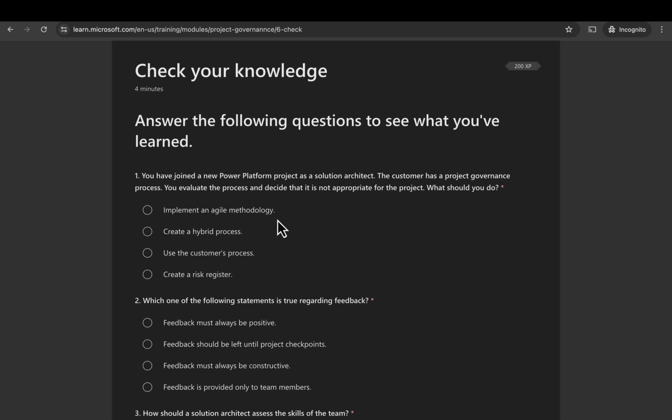Answer the following questions to see what you've learned. You have joined a new Power Platform project as a solution architect. The customer has a project governance process. You evaluate the process and decide that it is not appropriate for the project. What should you do? Implement an agile methodology, create a hybrid process, use the customer's process, create a risk register. I'm going to select create a hybrid process.